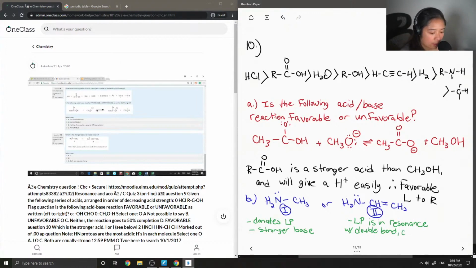So therefore, it cannot donate its electrons. So this option will be more acidic. Okay, so the answer to part B is option 2. I'm just going to put a circle around it. And let's see what our junior tutor said.